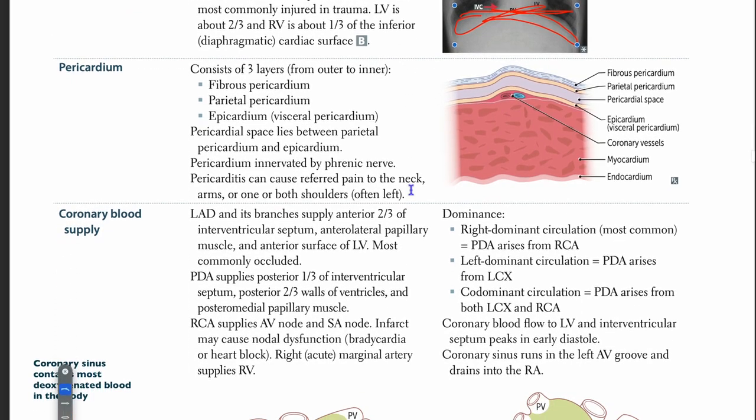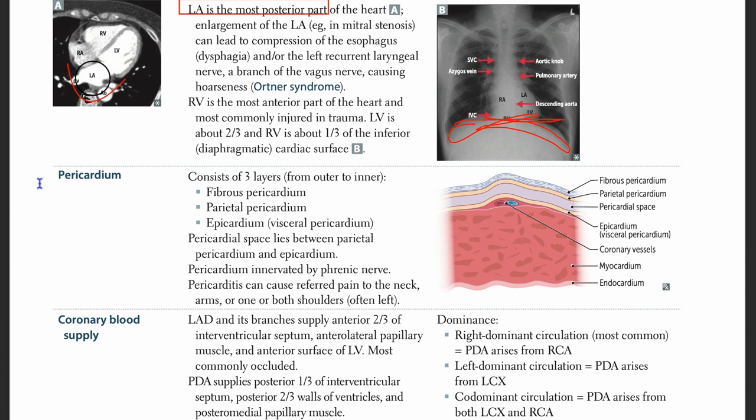Okay, we'll continue this. I believe we were here, pericardium. It consists of 3 layers from outer to inner. So it has the fibrous pericardium on the outside, then the parietal pericardium, and then on the inside you have the epicardium, visceral pericardium. So that's the fibrous on the outside, the parietal over here, and then this is the epicardial or visceral pericardium.